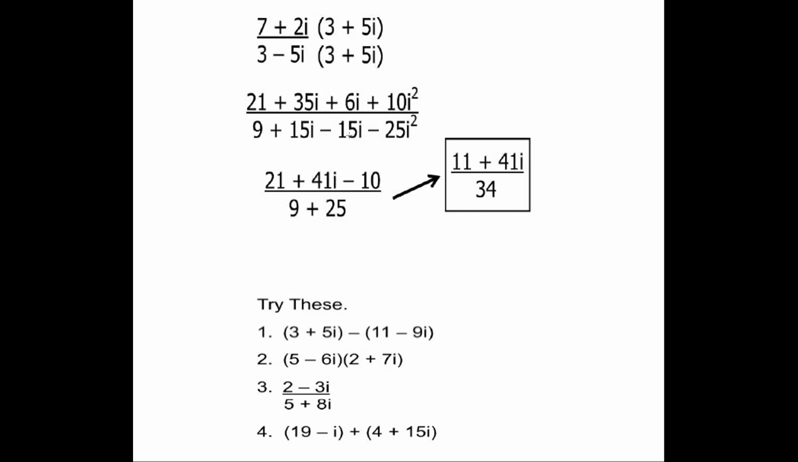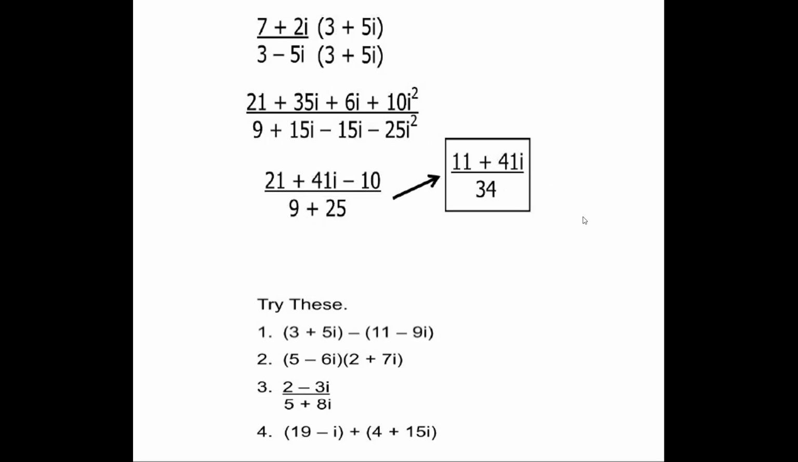So performing all these, we get 21 and 35 plus 6 equal to 41, that's why I have written here 41i. And as we already know that i square equals minus 1, that becomes minus 10 here. Similarly, I have written 9 here in the denominator, and 15i minus 15i cancel each other, and minus 25 i square, since i square equals minus 1, we have written here plus 25. So ultimately it becomes (11 plus 41i) divided by 34. This is the final outcome of the division.